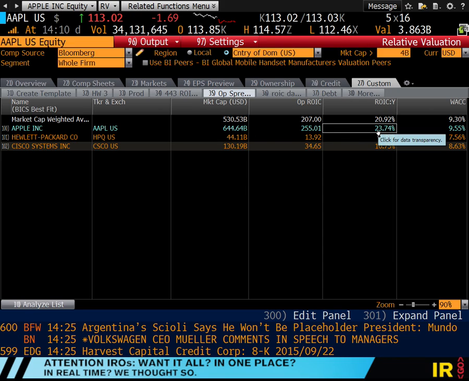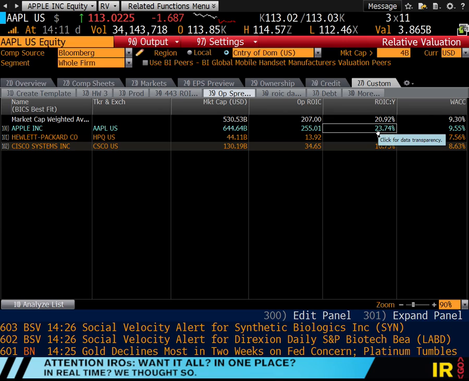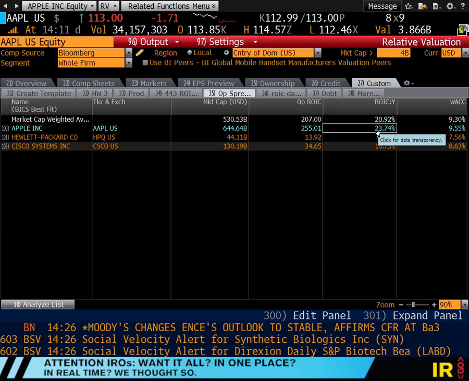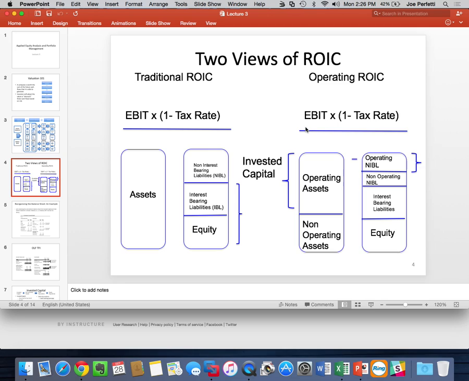Apple's ROIC is 24%. That's the return on their assets primarily, the return on their debt and equity. Well, here's the thing. If you take out their cash, which is mostly non-operating, the actual return on what they use to produce iPhones and iPads and computers is 255%. That's the difference between the Modigliani-Miller approach on the right and the traditional approach on the left.